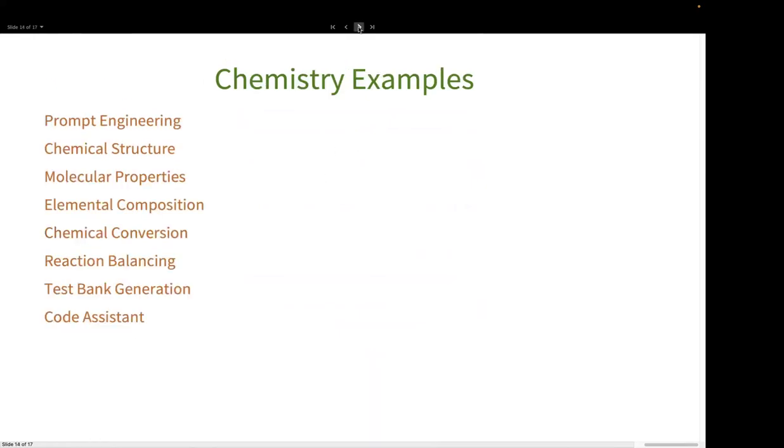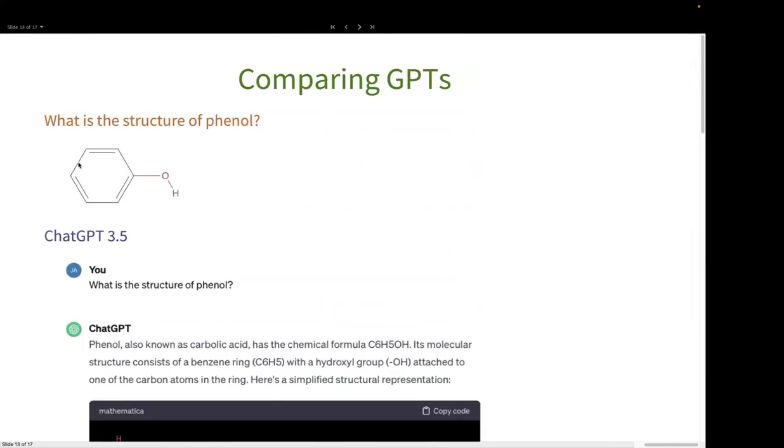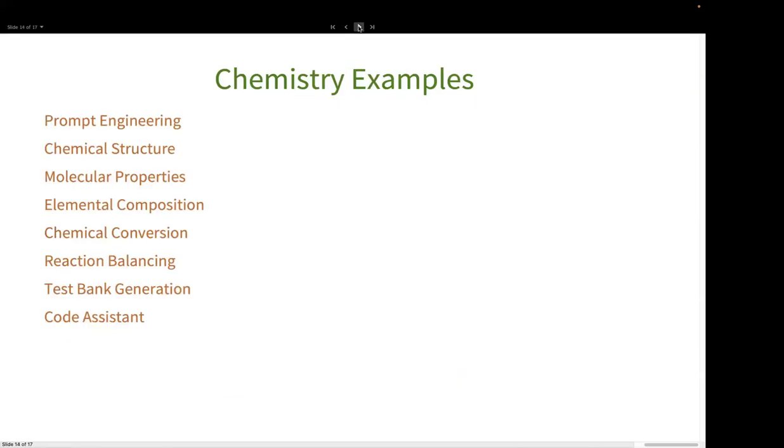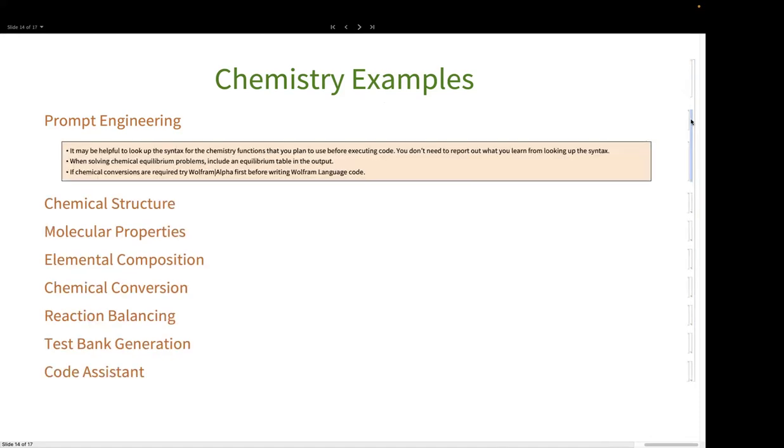All right, I'm going to move out of the notebook here in just a moment and do some live examples, but let's just talk a little bit about prompt engineering. Prompt engineering is quite literally the thing that you give to the bot. It can be a simple sentence, it can be a long, complicated phrasing, but it's what you provide ChatGPT as instructions to go do whatever you need it to do. And there are some things that we've learned. It may be helpful to include sentences like: go look up the syntax for a chemistry function before you plan to use it.